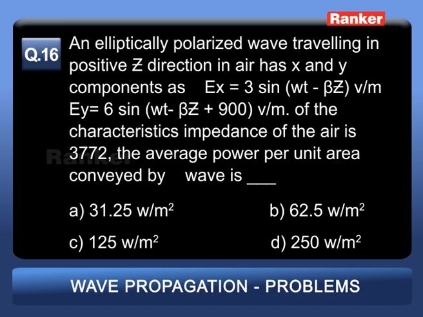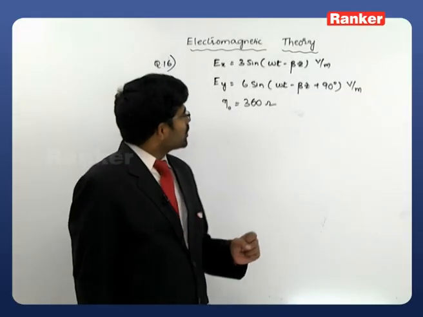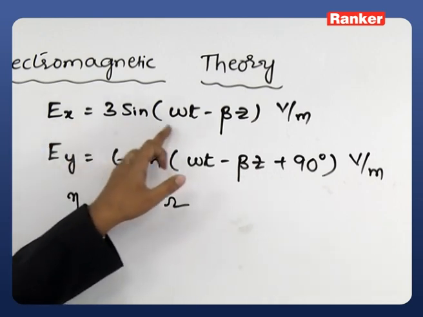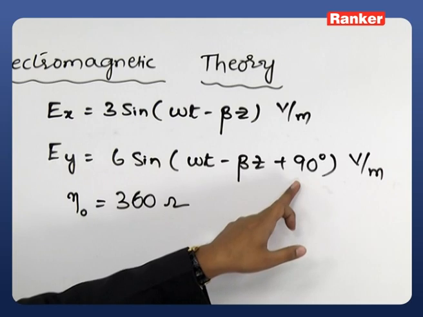Option A 31.25 watt per meter square, option B 62.5 watt per meter square, option C 125 watt per meter square, and option D is 250 watt per meter square. Here clearly a wave is traveling in a particular medium, and the components of the wave in x direction and y direction are given like this: 3 sin(omega t minus beta z), and here it is 6 sin(omega t minus beta z plus 90).